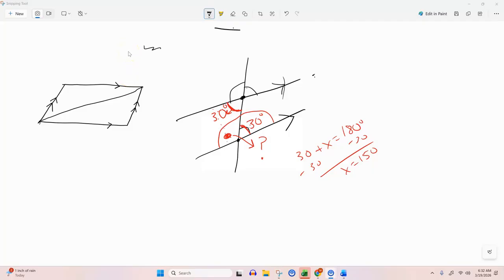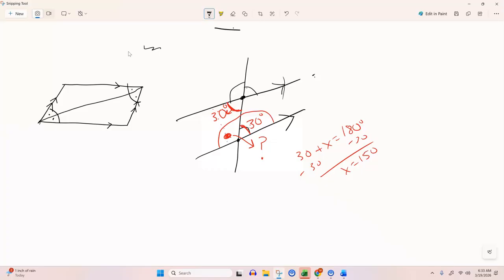Instead of having just one big angle, we now have two angles, okay? Same thing over here. We have this angle over here and this angle over here. Now, the way to think about it is kind of like alternate interior angles.